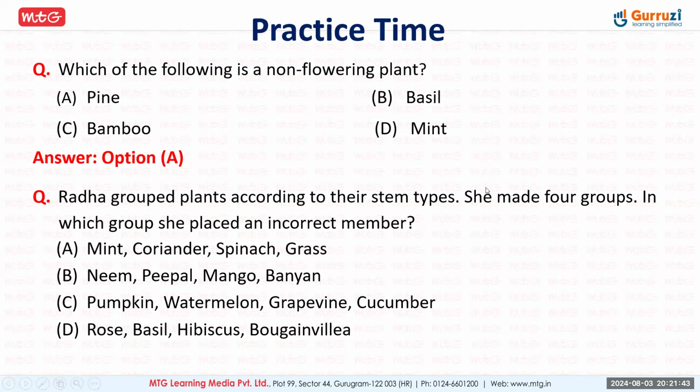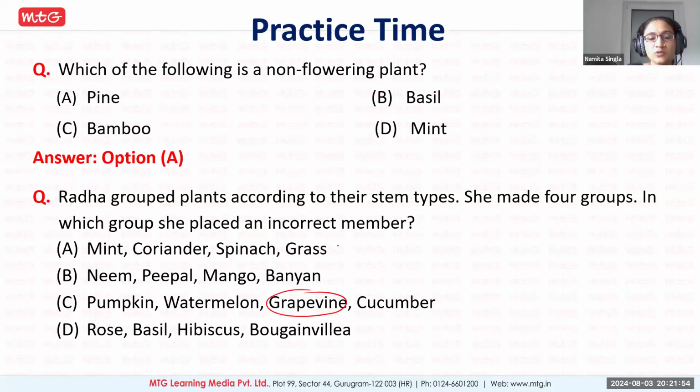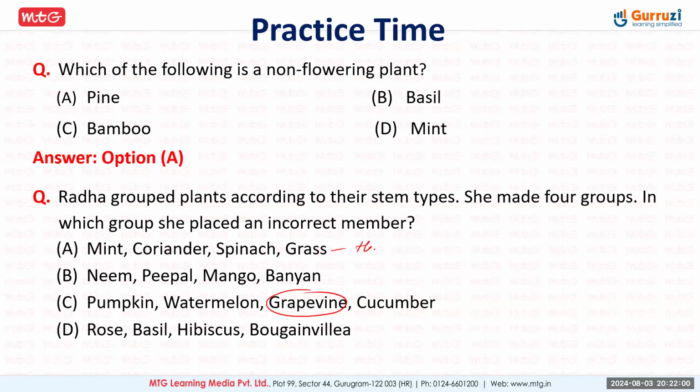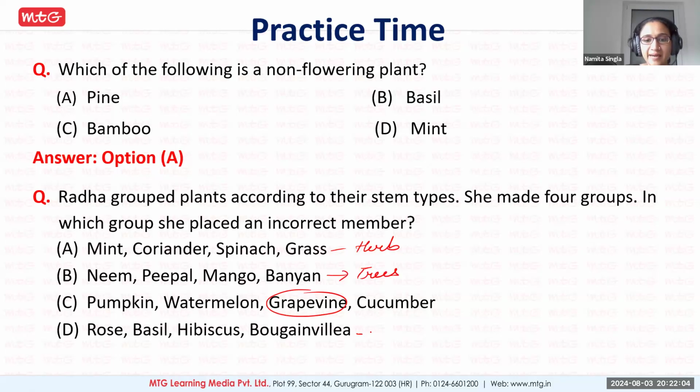Ma'am, option C. Why? Ma'am, because in option C, pumpkin, watermelon, and cucumber are creepers. Only grapevine is a climber. Very good. Well done. So Arjun, group A, they are what? Ma'am, they are herbs. And group B? Trees. And the last group is shrubs. So in C group, grapevine is odd one out because it is a climber, whereas cucumber, watermelon, and pumpkin are creepers.